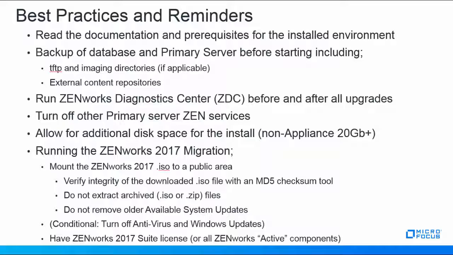Running the ZENworks 2017 migration, you want to mount the ZENworks 2017 ISO. Do not extract the archived ISOs or zip files you get from the download site, and do not remove older available system updates. Be sure before mounting to verify the integrity of the downloaded ISO file with an MD5 checksum tool. And conditionally, turn off antivirus and Windows updates. Have ZENworks 2017 suite licenses or ZENworks active component licenses available.